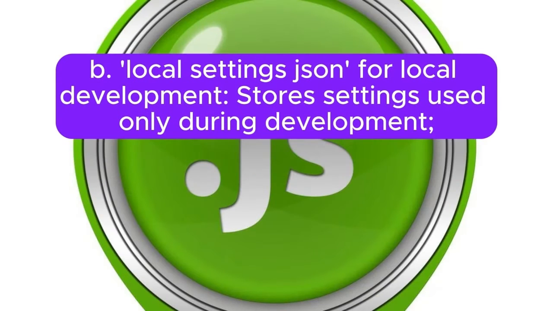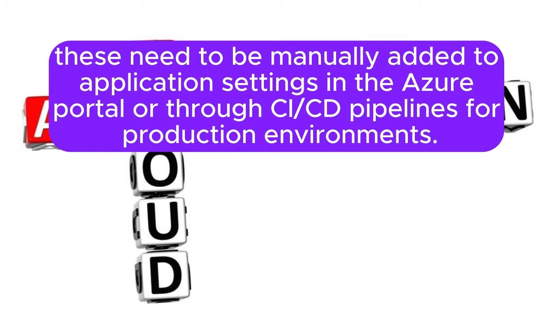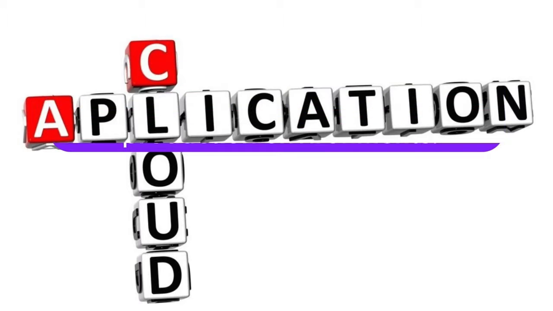B. local.settings.json for local development. Stores settings used only during development. These need to be manually added to application settings in the Azure portal or through CI/CD pipelines for production environments.